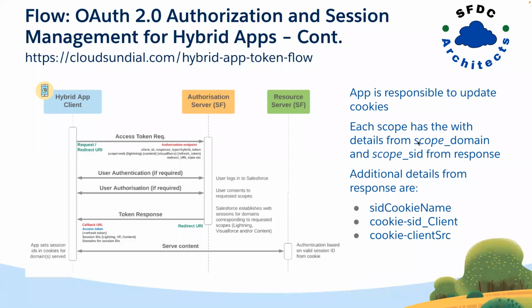And so what you get back with your access token and the details, it's going to be the scope. So this might be content_domain, content_SID. And if you have multiple scopes in your request, let's say you're requesting both Visualforce and content, you'd have a set for each. And so these scopes are really important because it's how you're going to be able to manage those resources. When you get back your access token, you get additional details, which are going to be your cookie name, the client, and the client source. And again, all of this is meant to help you set the cookies on your side.